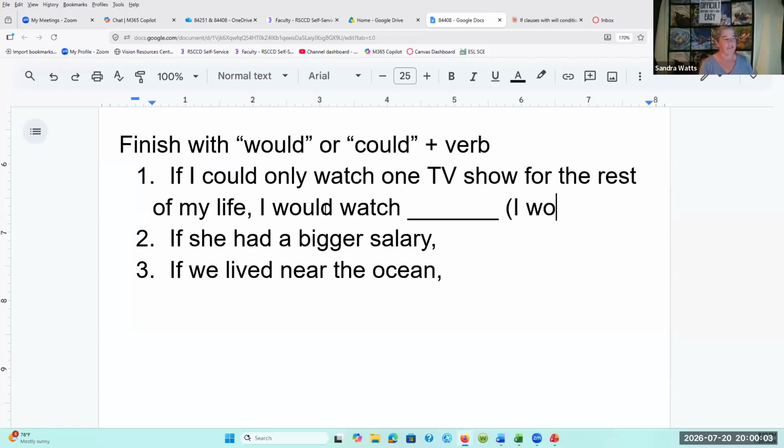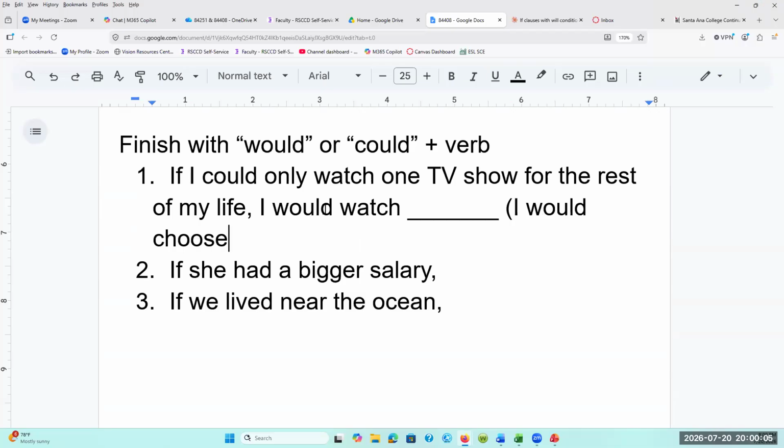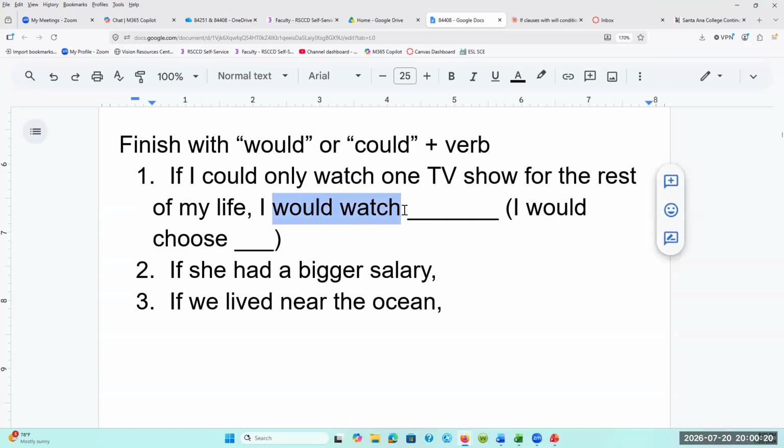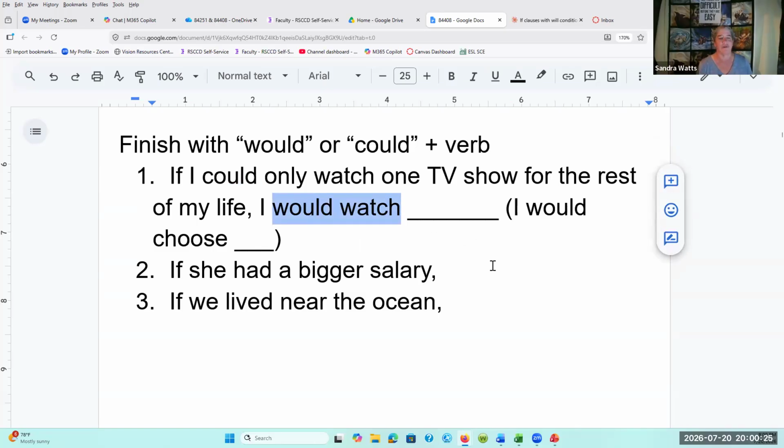One of my students in the morning said, I would choose. So that's another one you could do. But this is the idea. Remember, could is also past tense, so it's a little tricky there. So if plus past, would plus verb. Okay. I could die of boredom.